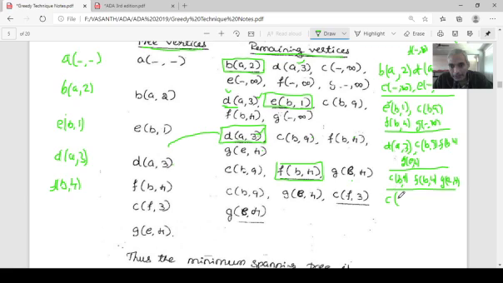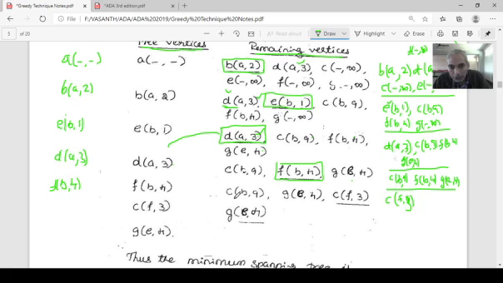From F to C, what is the cost? The cost is 3. We will drop this B to C, because from B to C the cost is 9, whereas from F to C the cost is 3. F is already present here, right? So we will write from F to C, and you just drop this here.